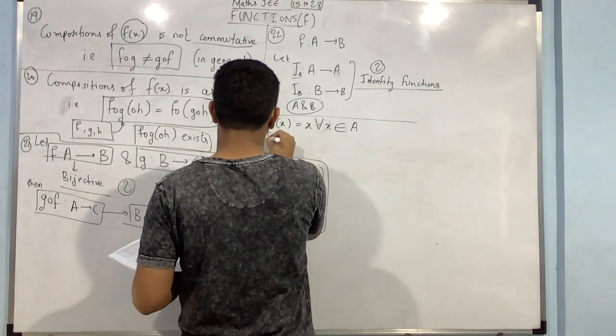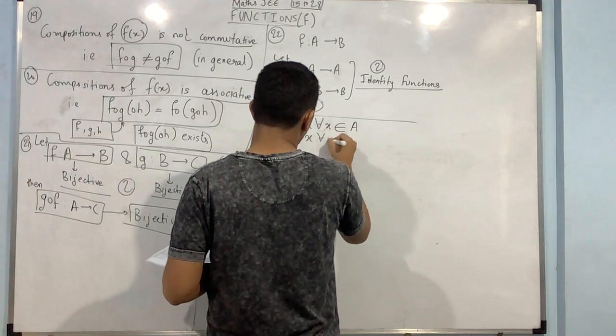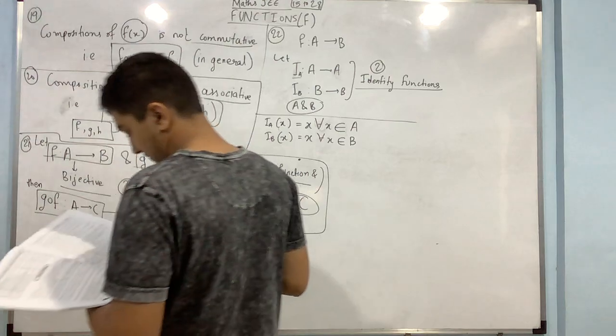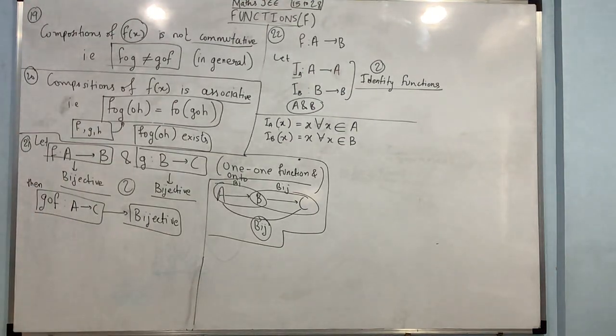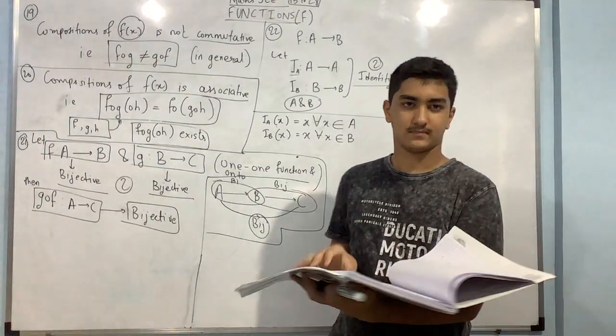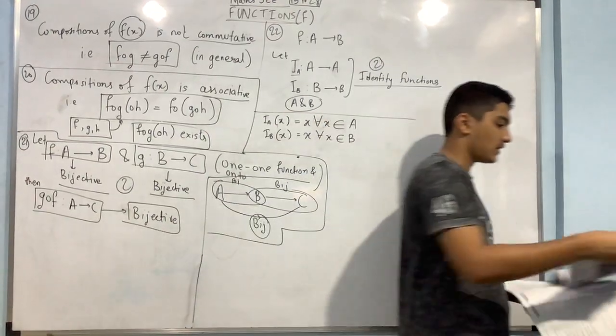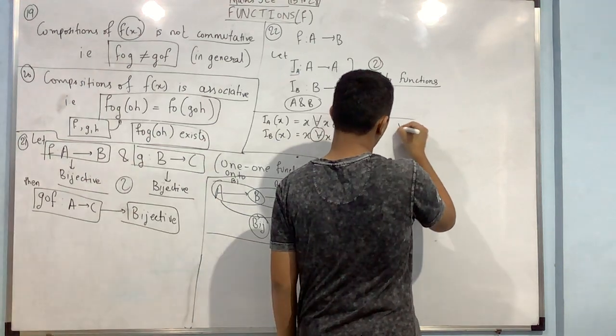And same for I of B, x is equal to x, for all x. I will find what is that upside-down A. Wait a minute, I will find it now, till then you read. For all, okay, I found it. What is the meaning of this? Here the upside-down A means for all.